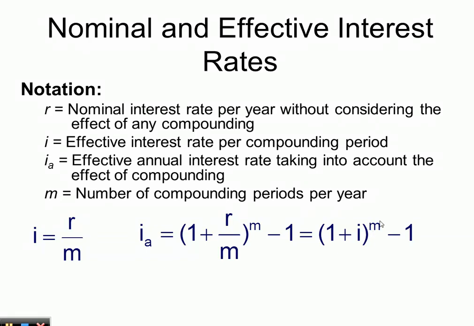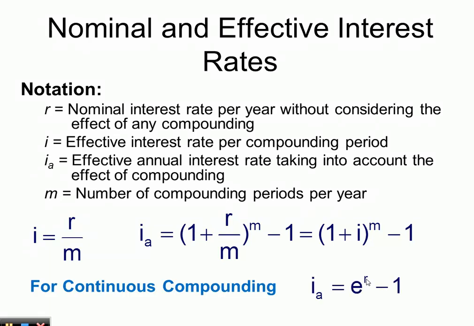And then we have the number of compounding periods. If compounding is monthly, and i is the effective monthly rate, then m must be the number of months per year, which would be 12. Again, we're going to look at this in more detail with some examples. But for continuous compounding, we're going to have a very different effective annual rate.